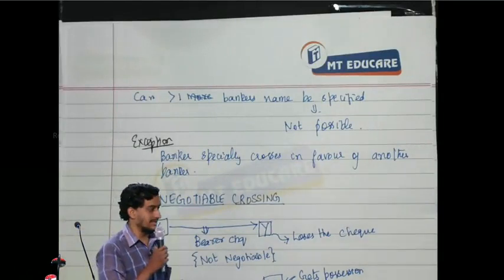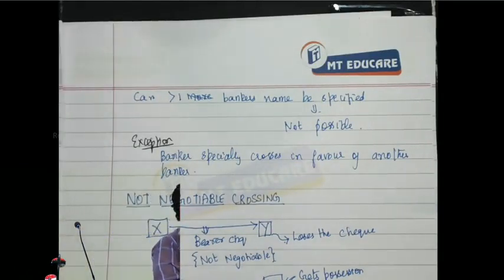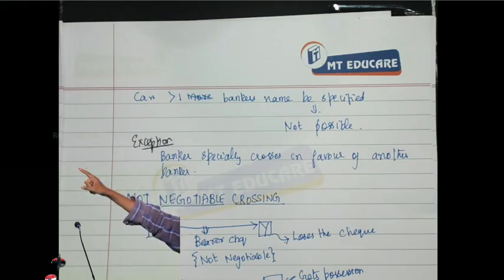Generally in negotiable instruments, the transferee gets a better title than the transferor. But if it is a not negotiable crossing, the transferee gets only the same title as the transferor. If the transferor has a good title, the transferee gets a good title. If the transferor has a defective title, the transferee will get a defective title. All this applies if it is a not negotiable crossing.